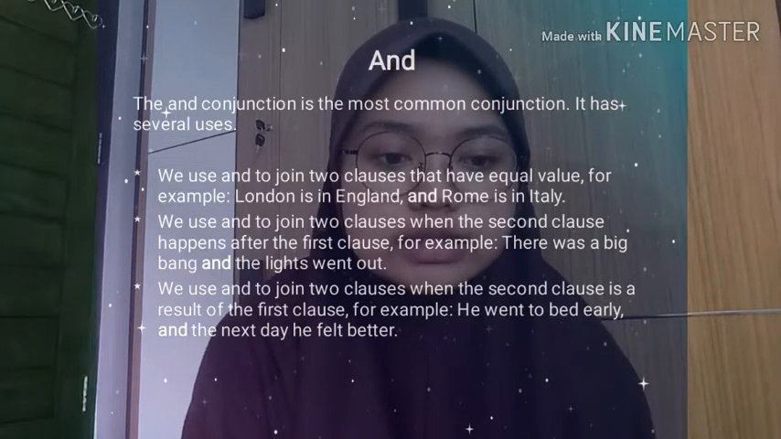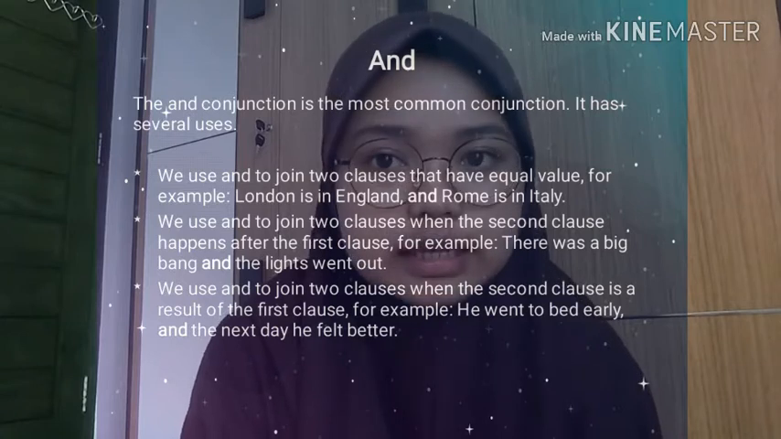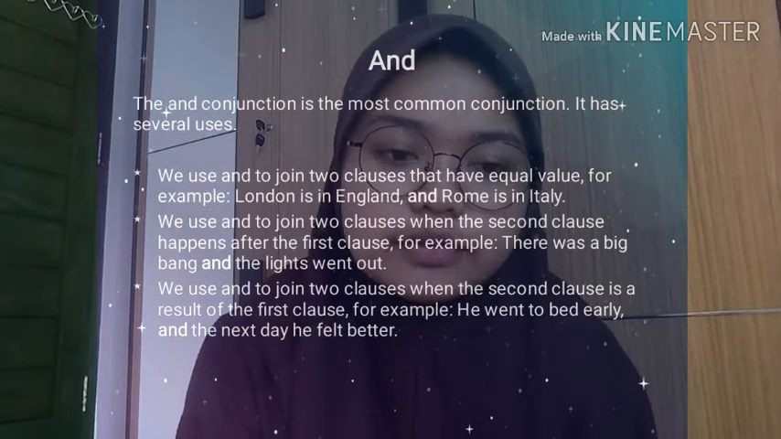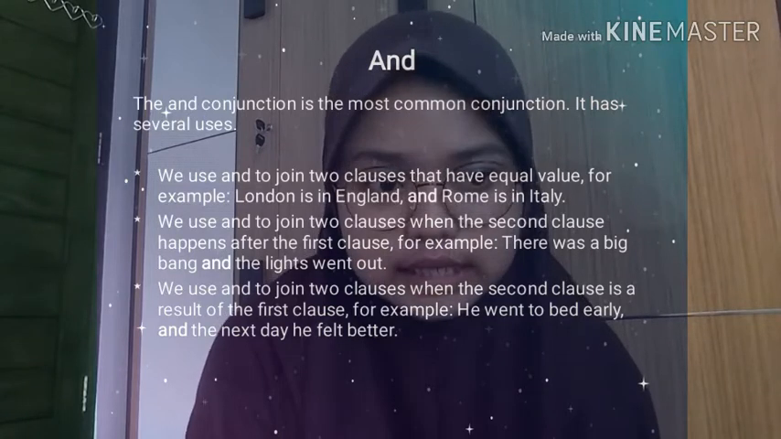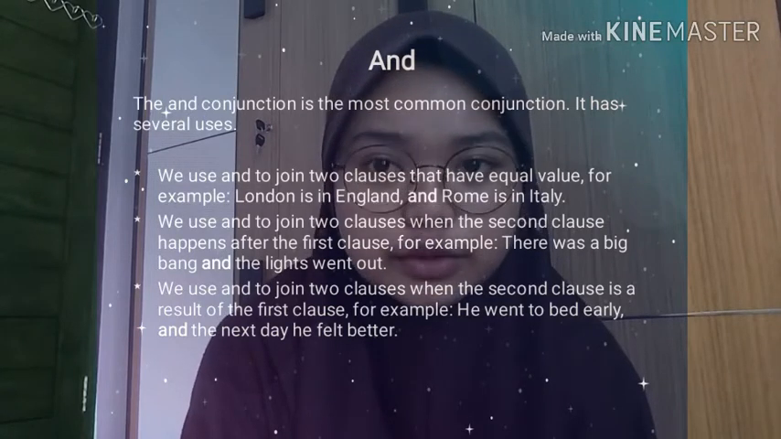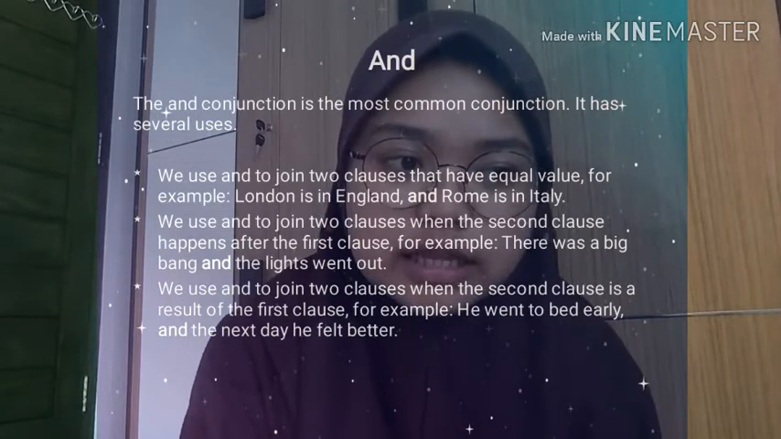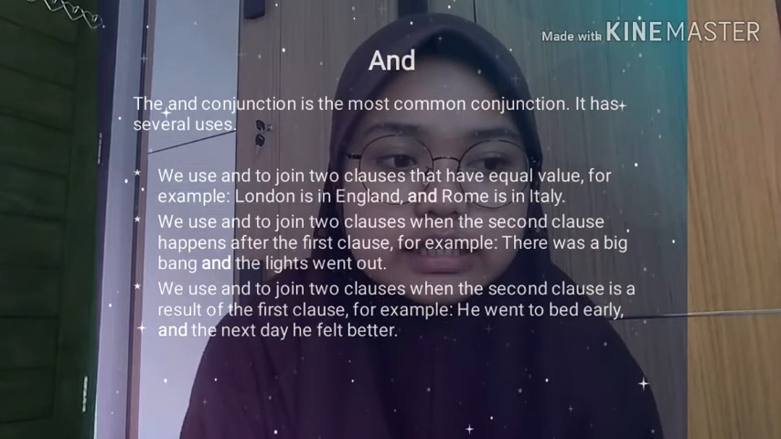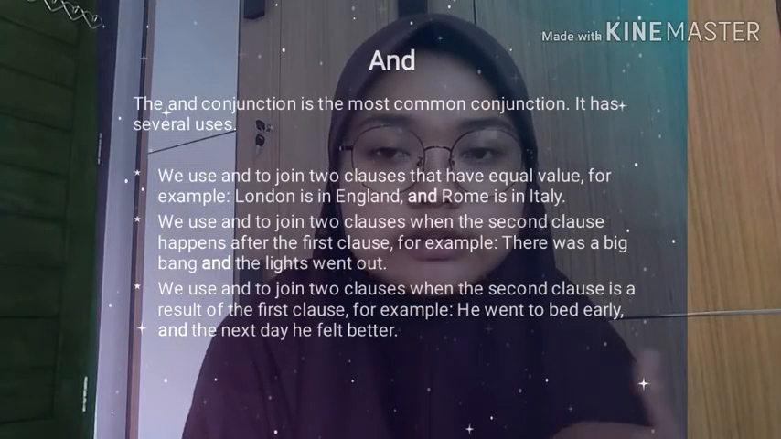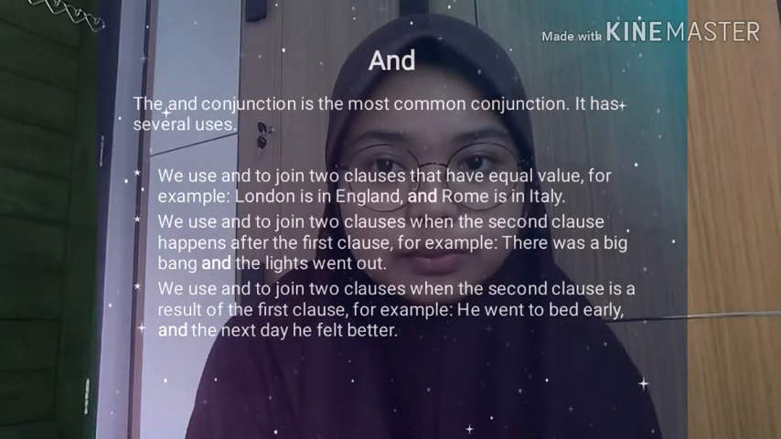The first compound sentence with coordinating conjunction is and. The and conjunction is the most common conjunction. It has several uses. First one is we use and to join two clauses that have equal value. For example, London is in England and Rome is in Italy. These two clauses explain the location of London and Rome.